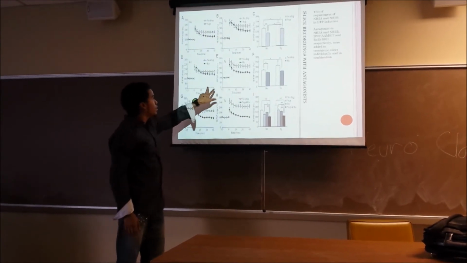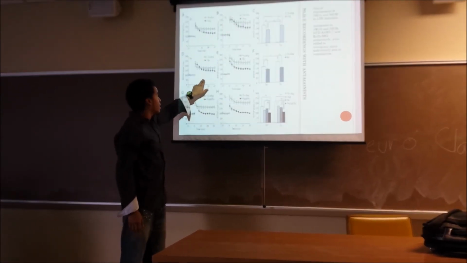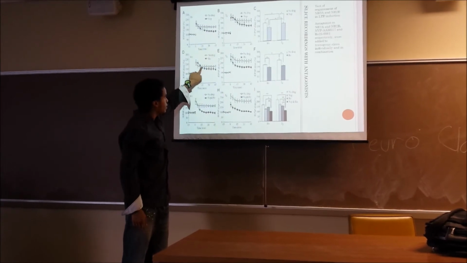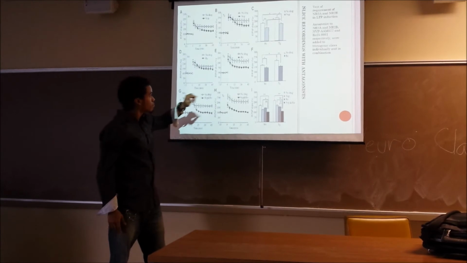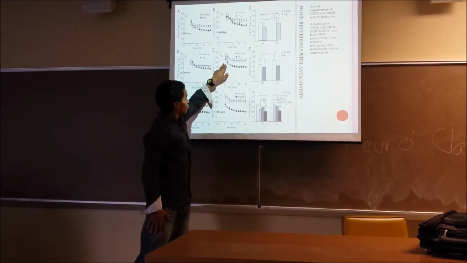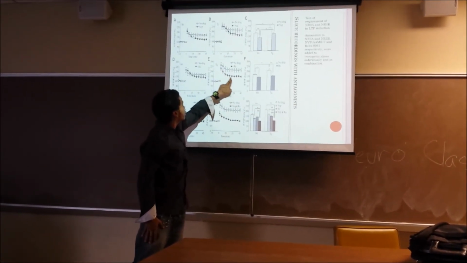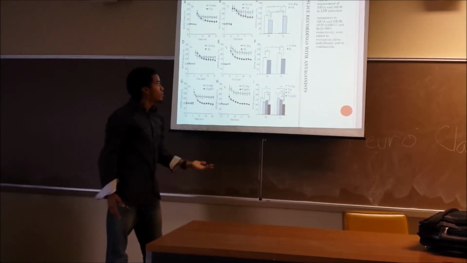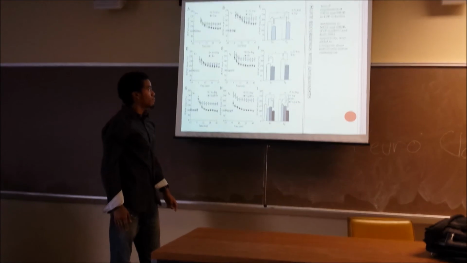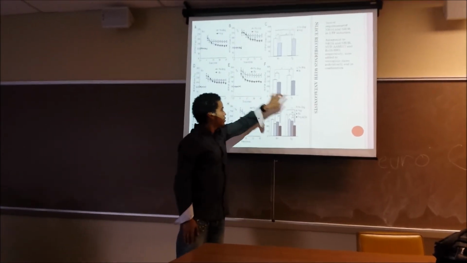And for the NR2B antagonist, they noticed that the same thing happened. There was a decrease in LTP, but to an even greater extent here for the transgenic rats, because of course the NR2B was overexpressed in them, and you can see the comparison here.